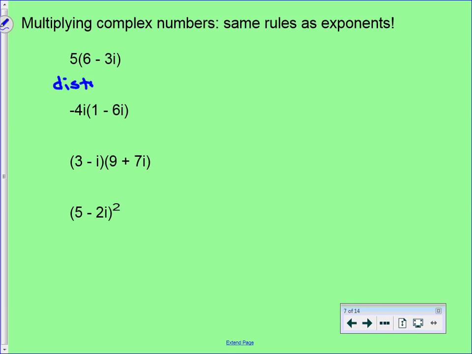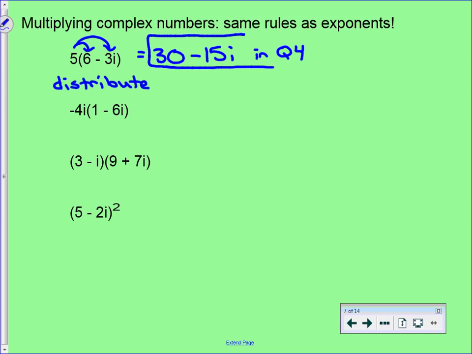So all we have to do algebraically is the same thing as if there was just a regular old x. We end up with a 30 minus our 15i. We make sure this number is in standard form for our complex numbers, the real number first, then the imaginary number. We're looking for a positive x and a negative y. We again lie in quadrant 4. So we have our final answer in that respect.